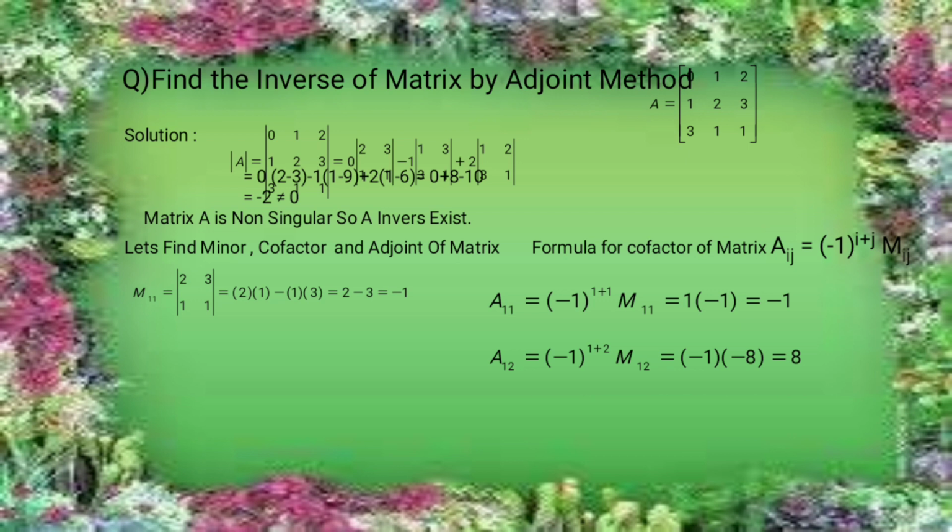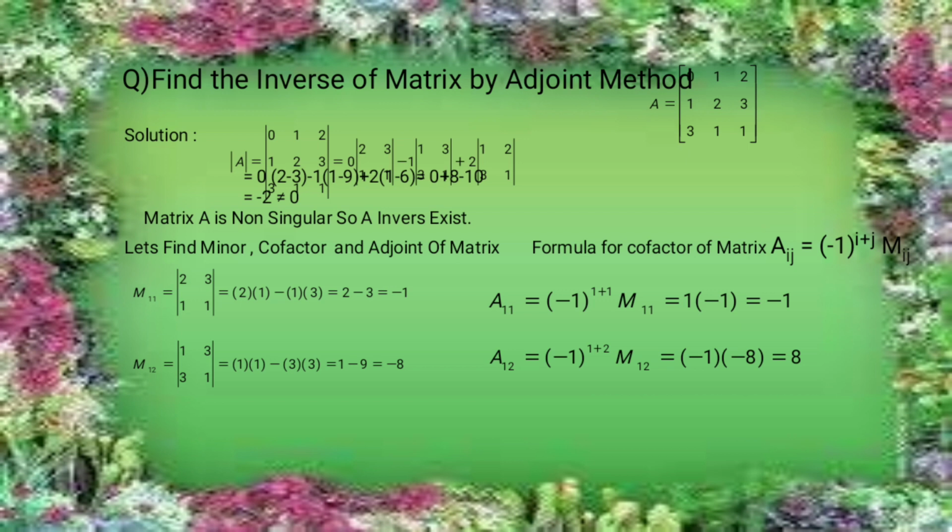Now let's find out the minor and cofactor of the matrix. So minor of M11 is equal to, delete first row first column, so the remaining elements are 2 3 1 1, so the minor is minus 1. Minor of M12, that is first row second column, delete first row second column, after simplification of that determinant we get minus 8.